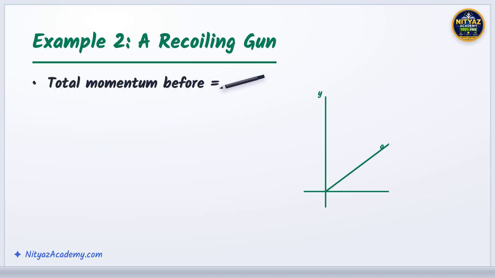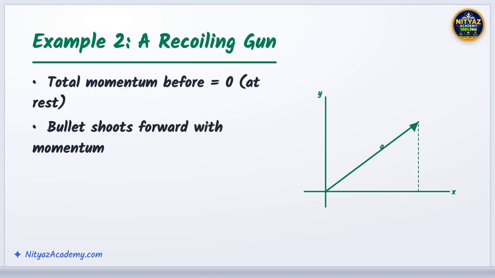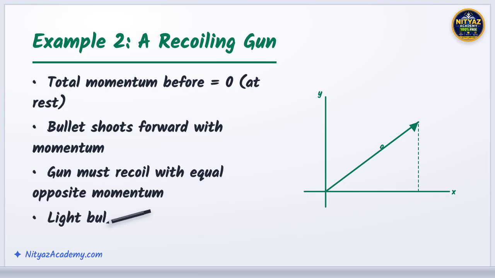A gun and bullet start at rest, so total momentum is 0. When fired, the bullet flies forward with momentum. To keep the total at 0, the gun must recoil backward with equal and opposite momentum. Because the gun is much heavier, it moves slowly while the light bullet races away fast. That backward kick is conservation of momentum you can feel.